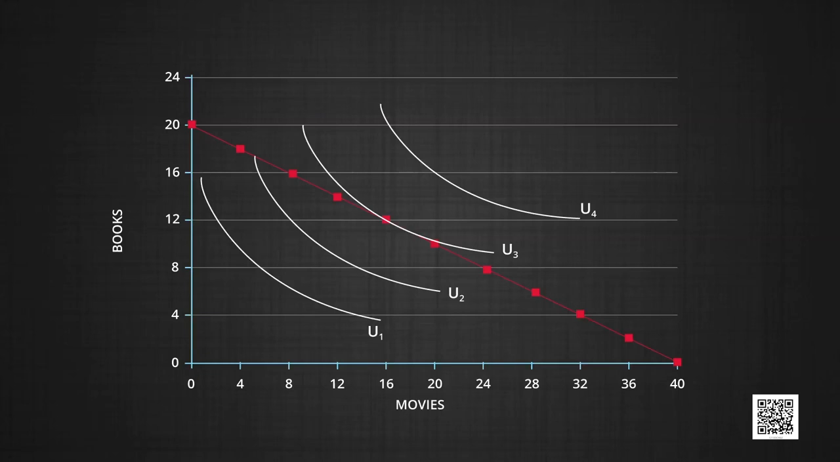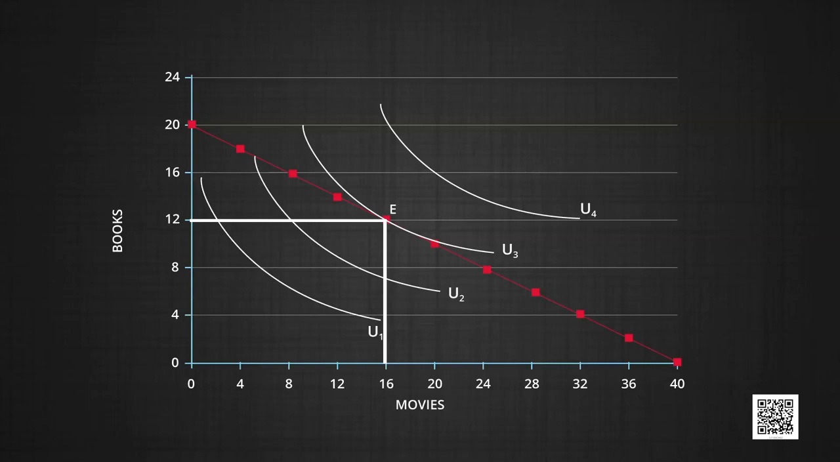This occurs at the point E, where the consumer is consuming 16 movies and 12 books in the diagram shown here. This is the consumer's equilibrium. At E, his utility is maximum, given his income and given the prices of the movies and books. The consumer can do no better than this and has no incentive to change unless prices change or his income changes. At E, the slope of the budget line equals the slope of the indifference curves.